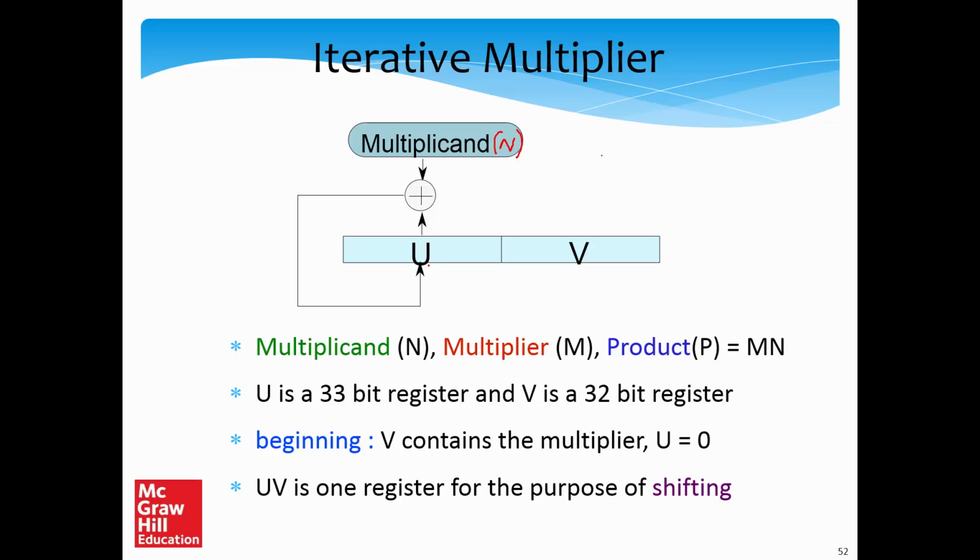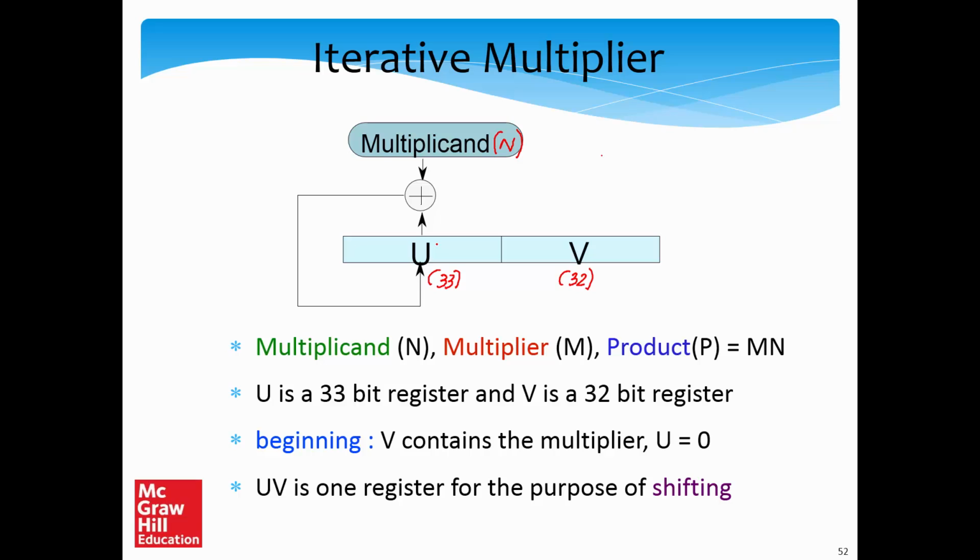Register U is a 33-bit register. So this is 33 bits. And register V is 32 bits. So why is this 33? Well, we have an extra bit to take care of overflows. That's the only reason. Otherwise, there's no other reason.